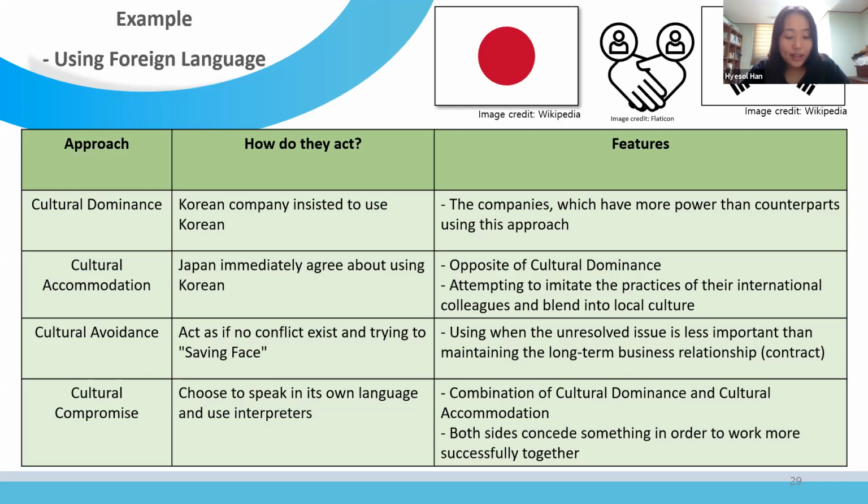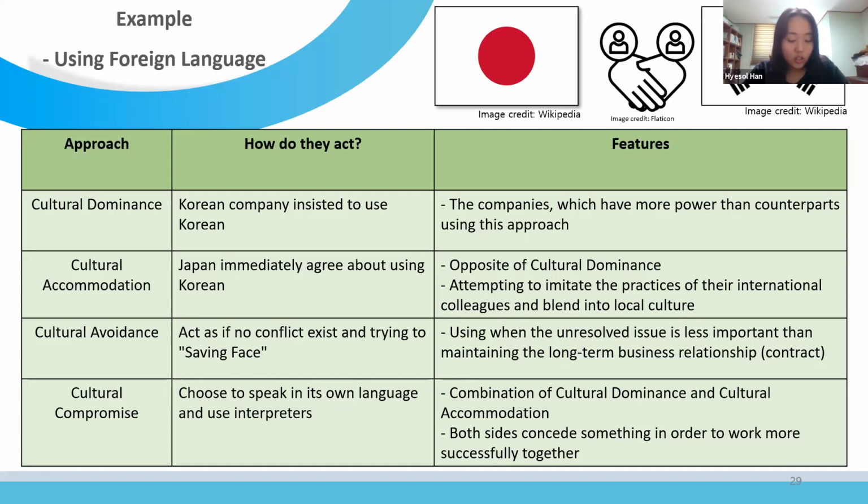Then, how about when they act as if no conflict exists and try to save face? It is cultural avoidance. It is used when the unresolved issue is less important than maintaining the long-term business relationship or contract. Moving on, cultural compromise, which is located in the middle of them: each side chooses to speak in its own language and use interpreters. So we can see it as a combination of cultural dominance and cultural accommodation. It implies that both sides concede something in order to work more successfully together.